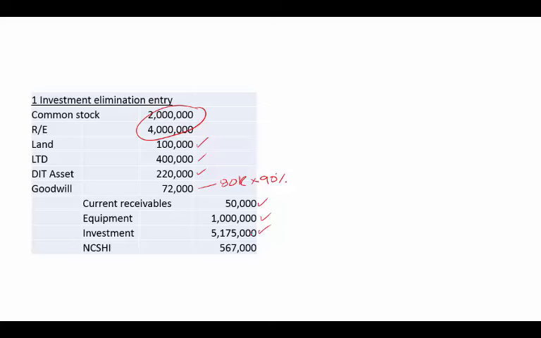Our final figure to include is NICSHI. Now certainly we could get to NICSHI by plugging this figure, if we assume all of our other calculations are correct, but it's good to calculate it as well to make sure we get to the same number. So NICSHI is going to be 10% of the net identifiable assets of sub. So to get to the net identifiable assets, let's start with the book value of sub, which was $6 million at acquisition. Pardon me, I should be saying the fair value of the net identifiable assets.